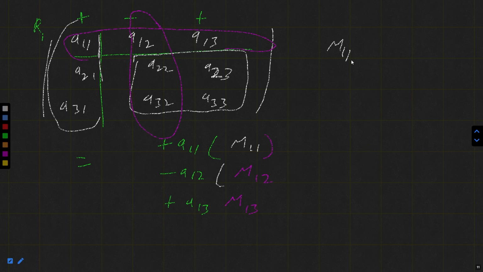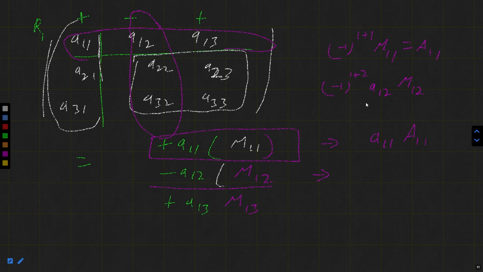(-1) power 1 plus 1, M11 will be A11, so I can rewrite this term as A11 times the cofactor. Now what about this? Minus is nothing but (-1) power 1 plus 2, A12, M12. Clear? Because this will be -3 and it can be rewritten like this. I am just rewriting it in other forms.